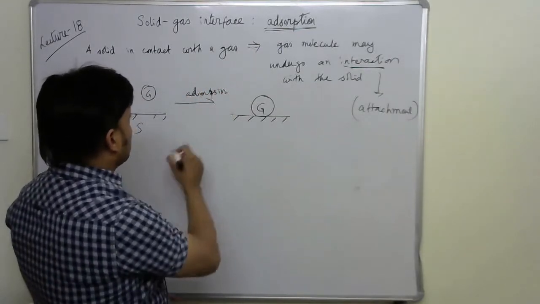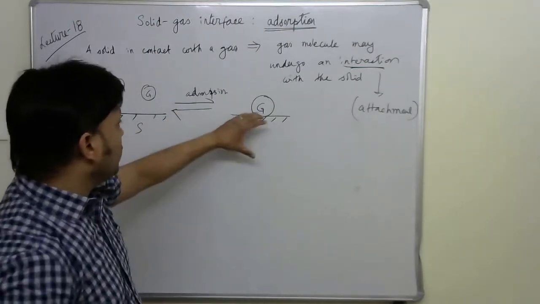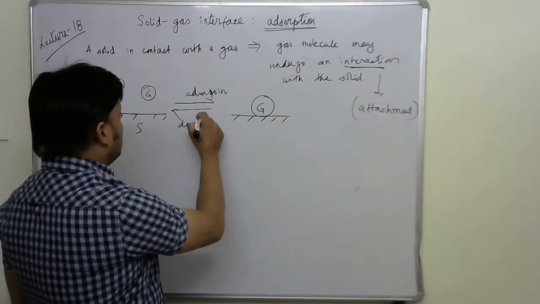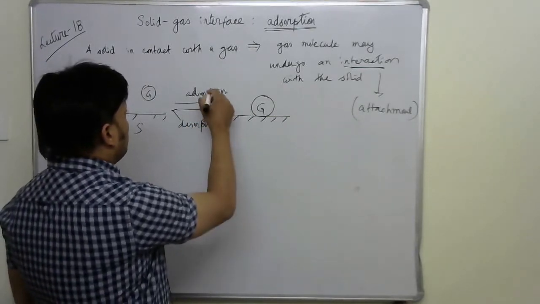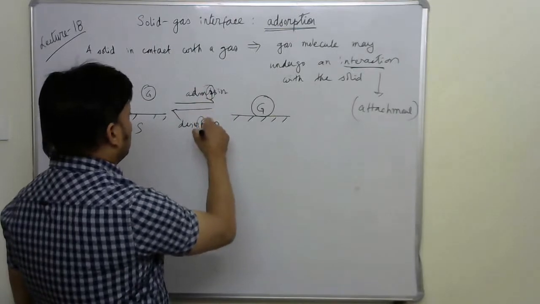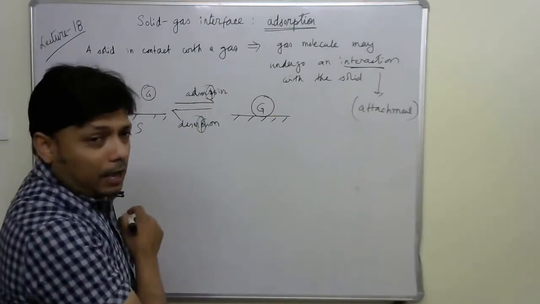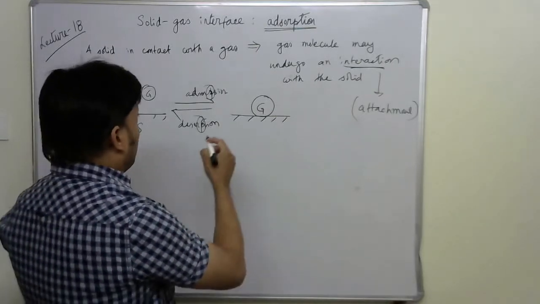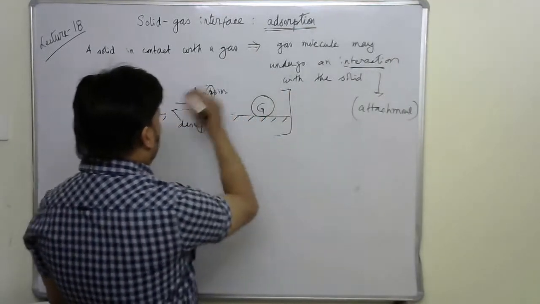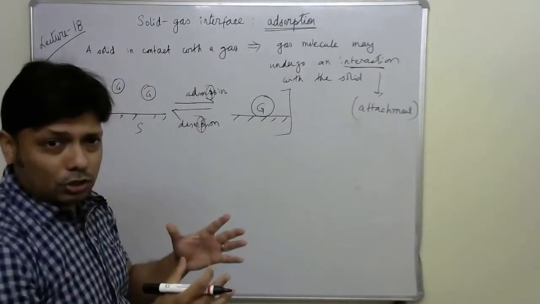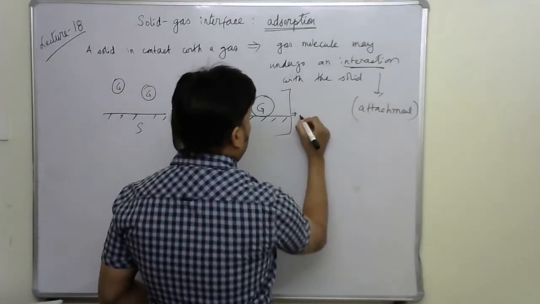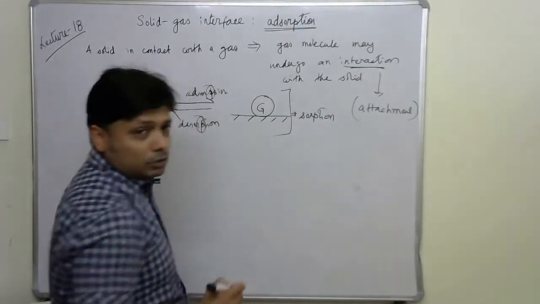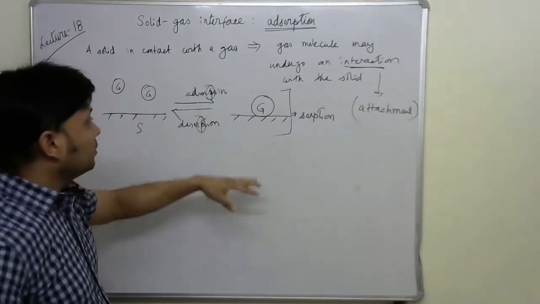And the reverse process, when the gas molecule gets detached from the surface, is referred to as desorption. Remember there is a P in both words: adsorption with a P and desorption also with a P. Generically, the entire process, adsorption plus desorption together, is referred to as sorption. So sorption means both adsorption and desorption.